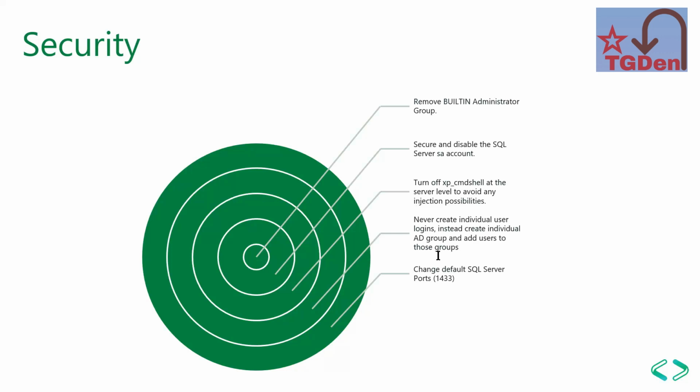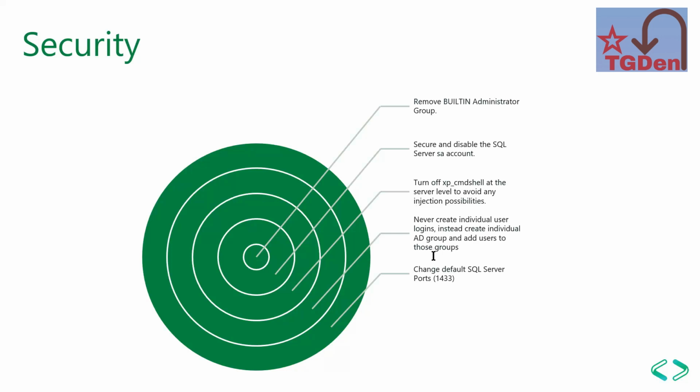The fourth point is never create individual user logins. Instead, always prefer creating AD groups, let's say a developer group, tester group, and so on, and add users to the respective group. That is better. When people leave, you don't have to specifically manage them. Also, always encourage people to use Windows login accounts. That way, if somebody leaves, you don't even have to disable any SQL login account, as it will automatically get disabled.